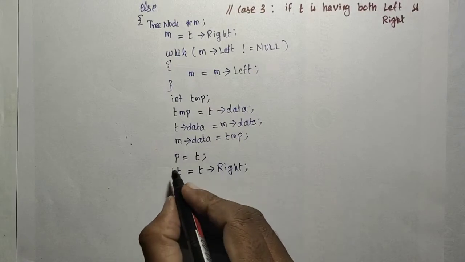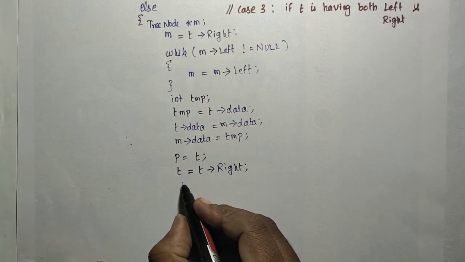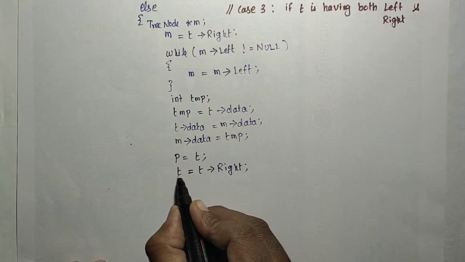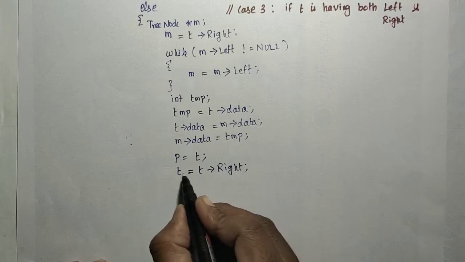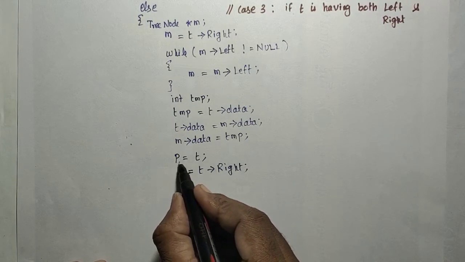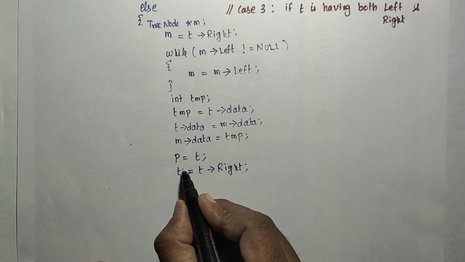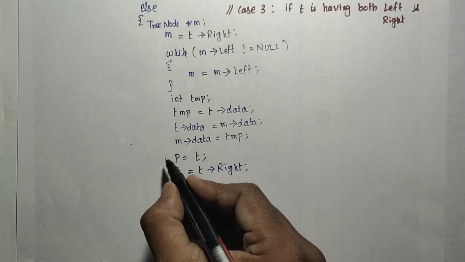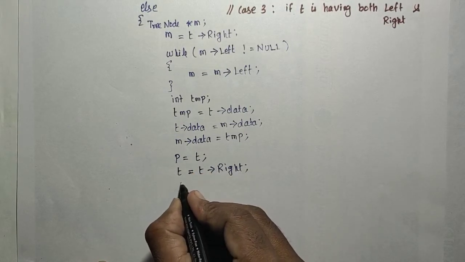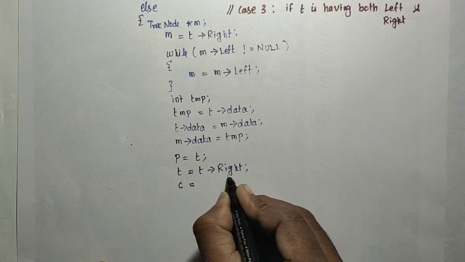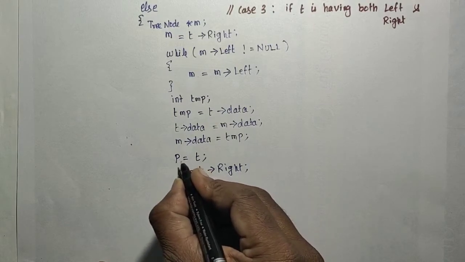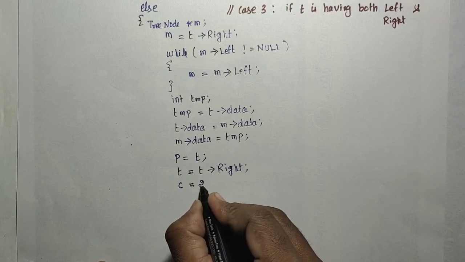So we have to update the p and t. Also we need to update what? Since we have moved the t to the right side, t is the right of the p. I need to update the status also. That is, t is the right of the p or left of the p. That status also we have to update, that is c equal to what? Now since t is the right of the p, I need to update c equal to 2.